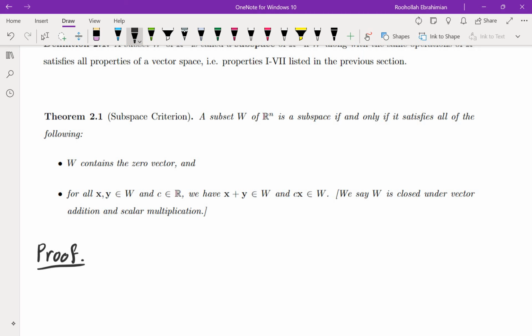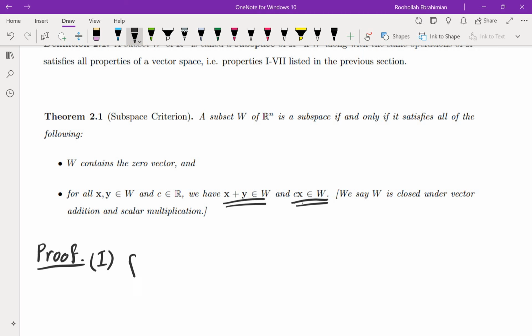A subset W of Rn is a subspace if and only if it satisfies all of the following conditions. So basically there are 3 conditions that must be satisfied. The first one is that W must contain the 0 vector, and the second one is that W must be closed under addition, and the third one is that it must be closed under scalar multiplication. So let's go over the properties and check that it satisfies these properties.